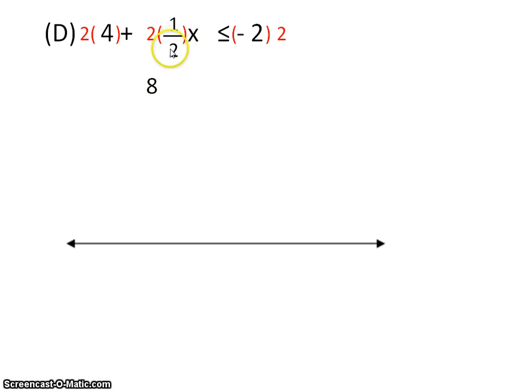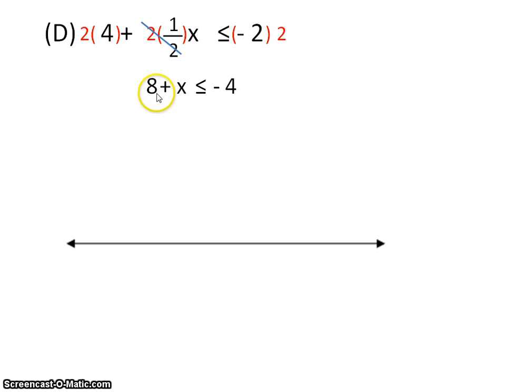In this fraction, the denominator, which is 2, will divide out this 2. Those will divide out, and I will be left with 1x, or simply x. So 4 times 2 is 8, plus x. Let's bring down our inequality sign. Now I have negative 2 times 2, which will come out to be negative 4. On the left-hand side, there are no more like terms that I need to combine, so I'm going to isolate the variable.